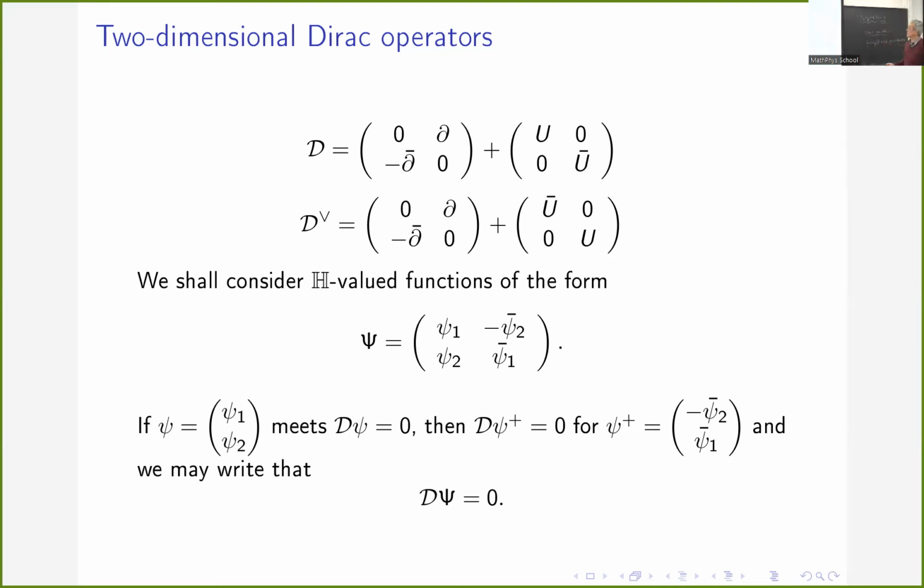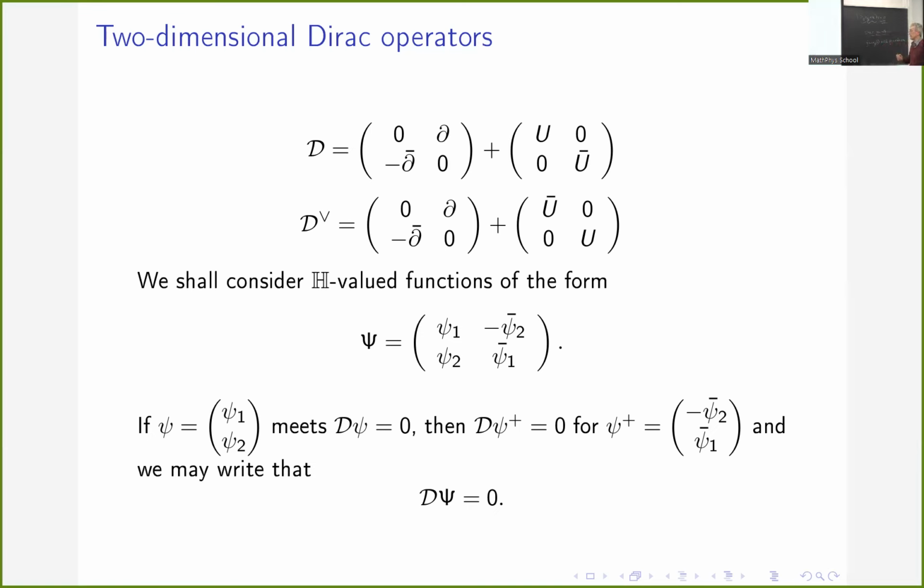I consider these two operators, again normally conjugate. This is the unit potential, complex valued, on the unit bar. This is just derivatives in z and z bar. And we consider the H-valued functions of the form where H is quaternions, because if psi1 and psi2 are complex numbers, this is the general form of quaternions. So the multiplication of matrices of this form is just the algebra of quaternions.